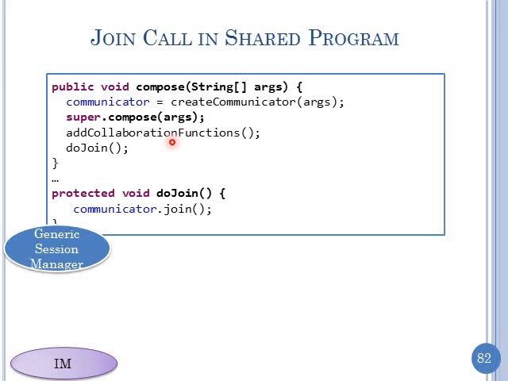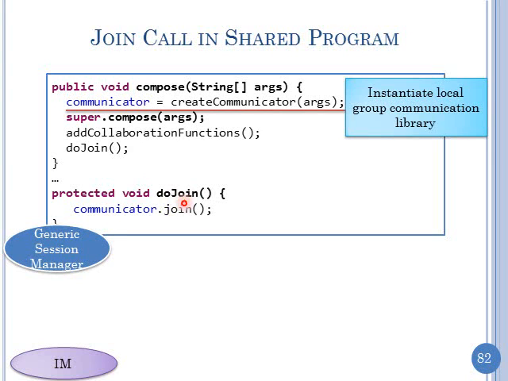Just as in your GUIs, you first created the whole frame and then you set it visible. You're basically setting up everything, and when you do a join, you're making yourself visible as a process to other processes in the session, and to the session manager. So you better have things set up. That's the order in which you do things. The do join is just calling the join method on the communicator, and we can override it, and that's why I put that in a separate method.